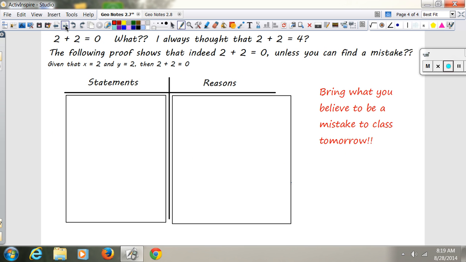Alright, let's take a look at the last one here. Okay, this one is actually for you to do tonight if you want some extra credit. Okay, it says 2 plus 2 equals 0. What? I thought that 2 plus 2 equals 4. The following proof shows that indeed 2 plus 2 equals 0, unless you can find a mistake. Here's your given, x equals 2 and y equals 2, then 2 plus 2 has to be 0.